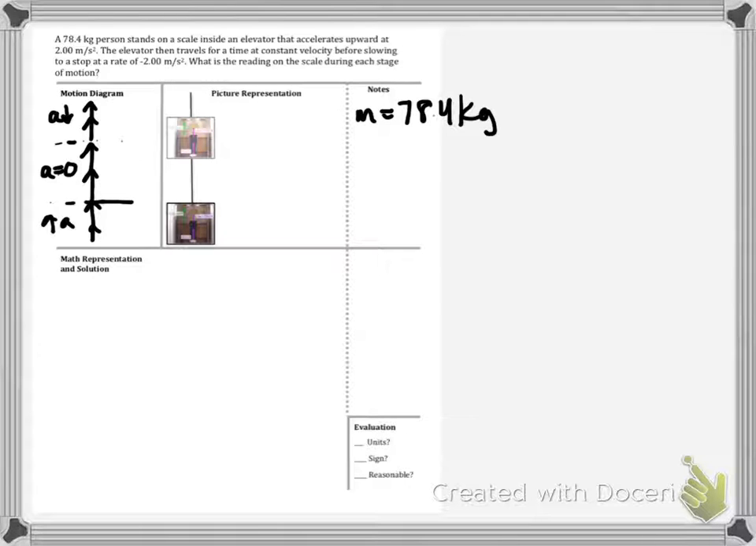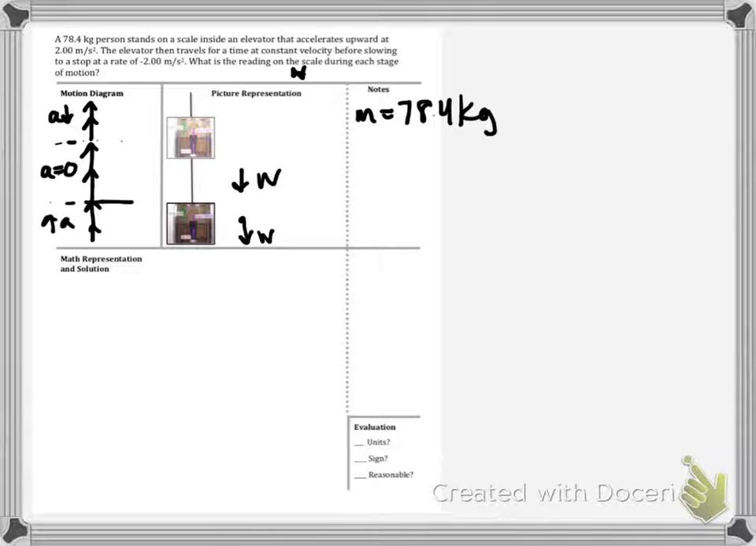We want to know the reading on the scale, so that is going to be a force. The scale exerts a normal force on the person. So our picture representation, because we don't have velocities and times and distances or positions, really our best way of representing this is going to be 3 separate free body diagrams.